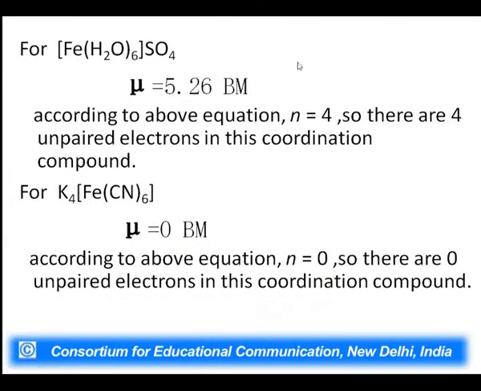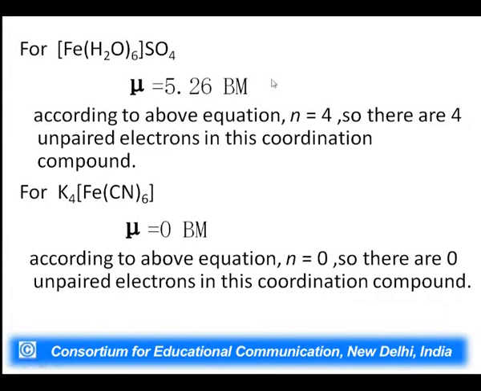Now, based upon this, we take two examples which will help us understand what we are trying to communicate. Here we have an iron 2 complex, which is an aqua complex, and what we have found is that the magnetic moment value is very high, that is 5.26 Bohr magnetons. The number of unpaired electrons is 4. So this helps us understand that these coordination compounds are high spin complexes.